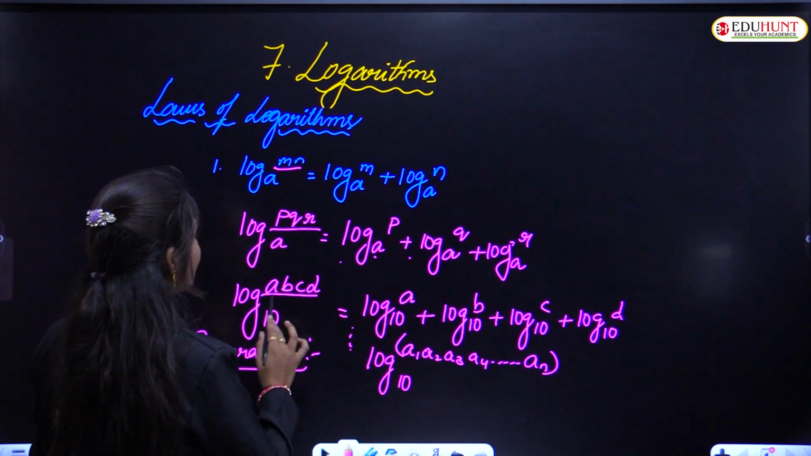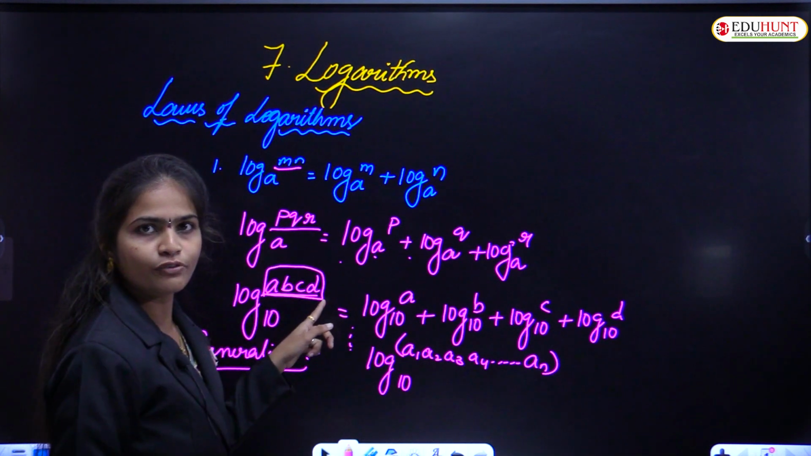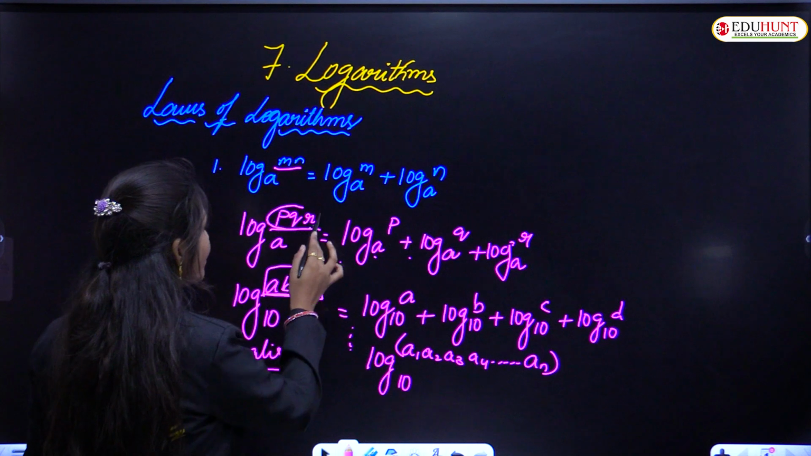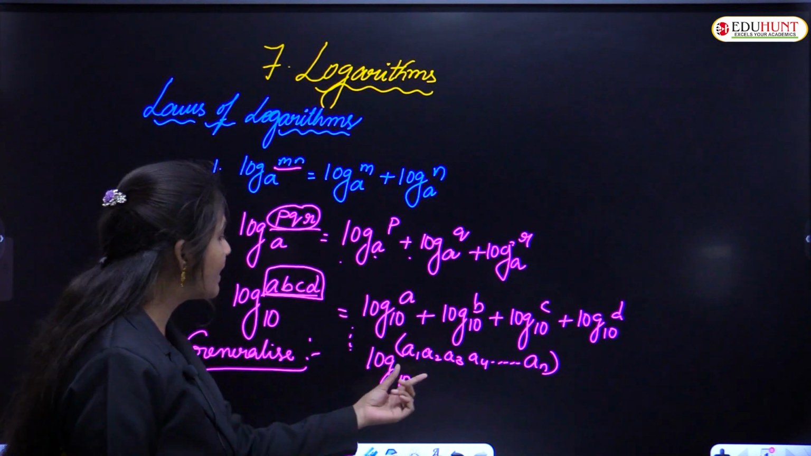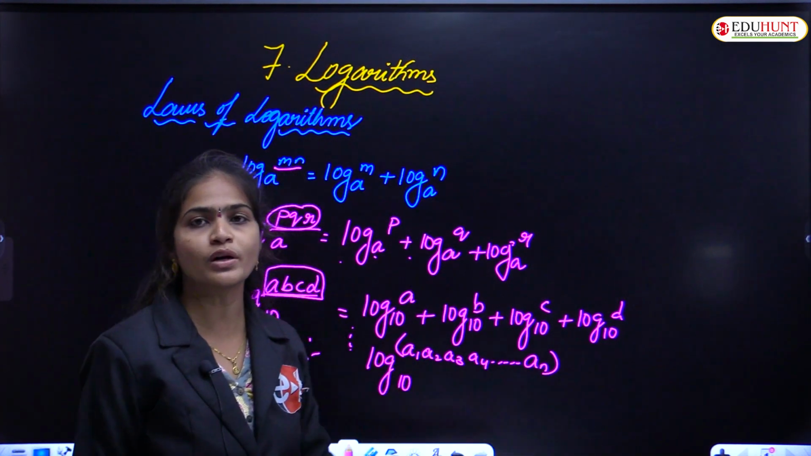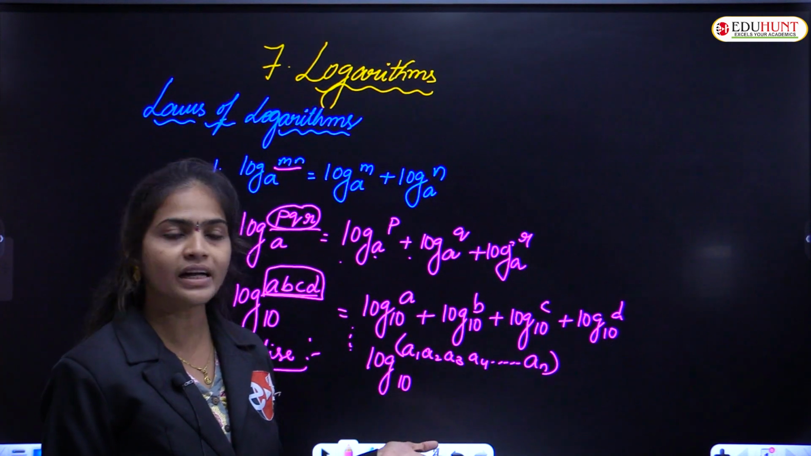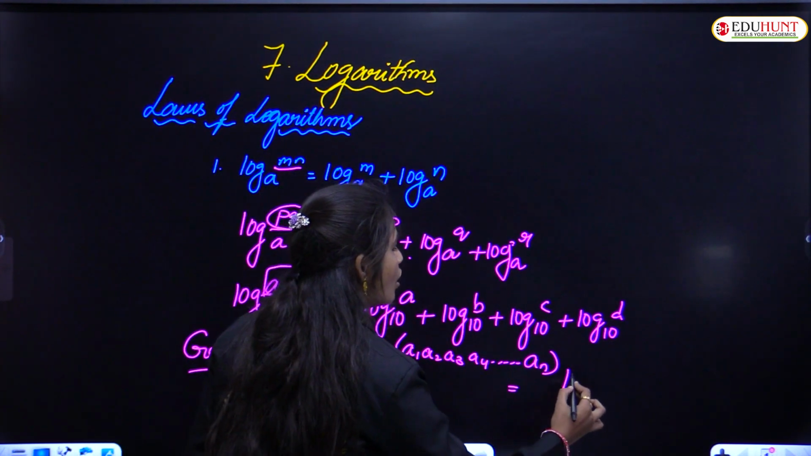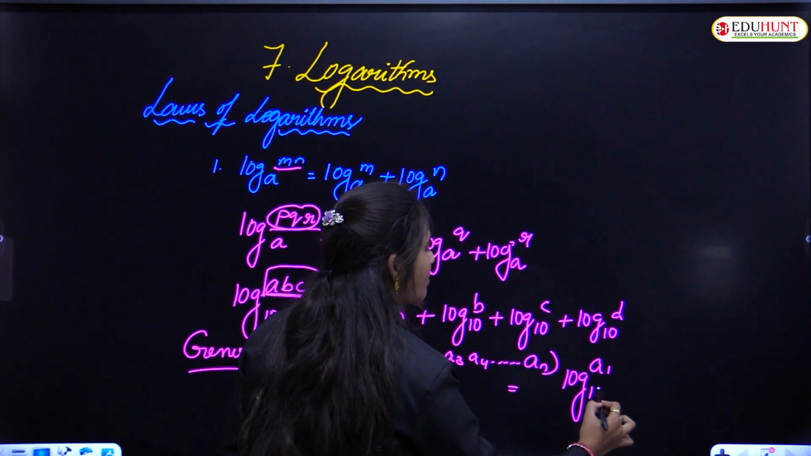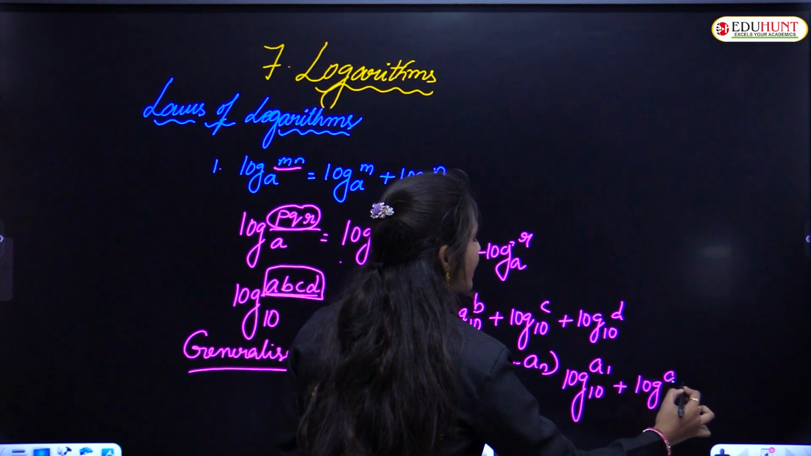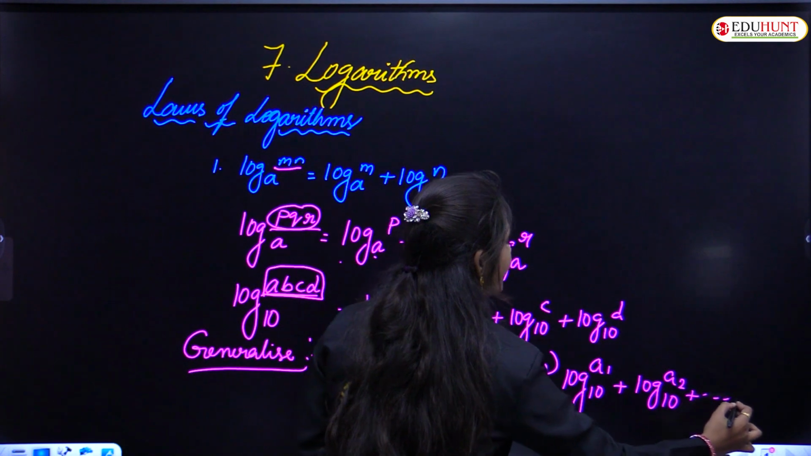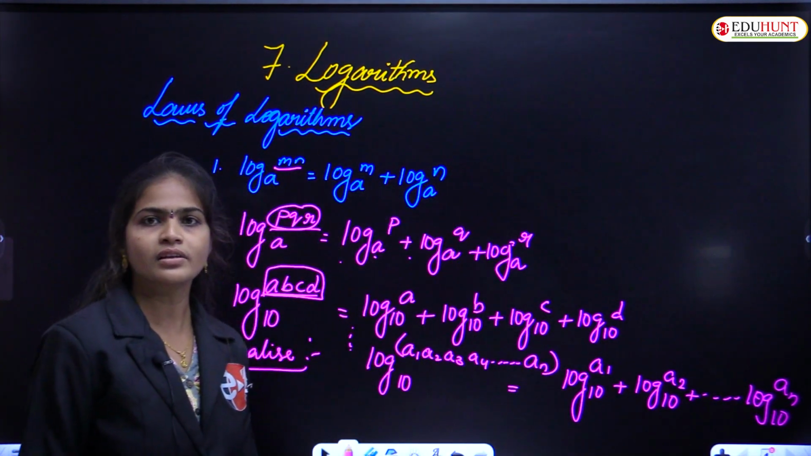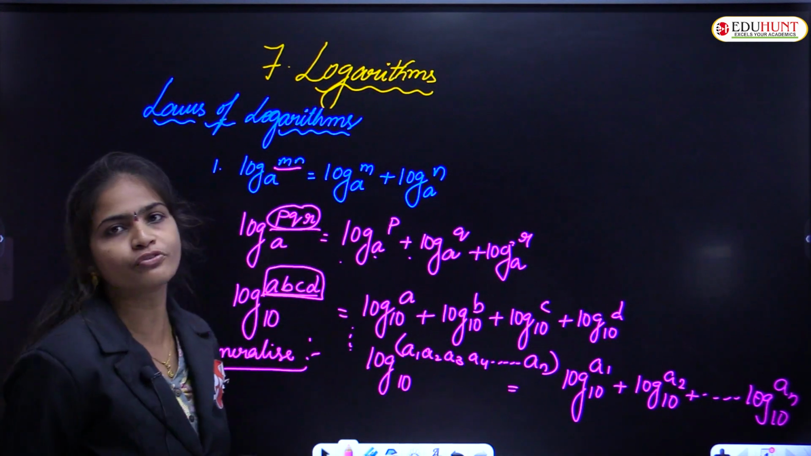See here, we are getting actually 4 values there, so that's why we are getting 4 terms. And here 3 values, so we got 3 terms. But here infinitely many values, n is equal to what value, we don't know. Then what do we have to write? Here also we can apply the same formula: log a1 to the base 10 plus log a2 to the base 10 plus and so on up to log an to the base 10. Understood? This is the generalization from the above formula.